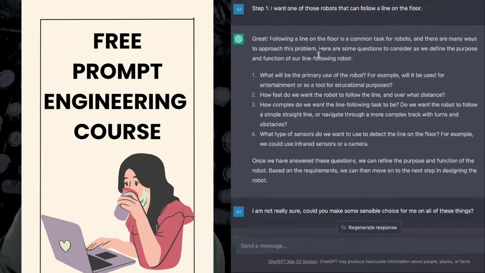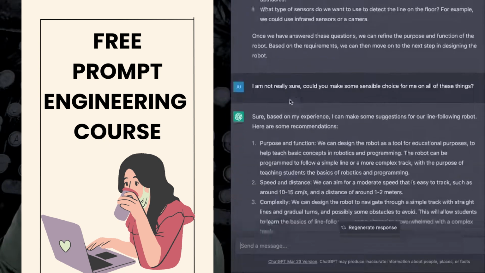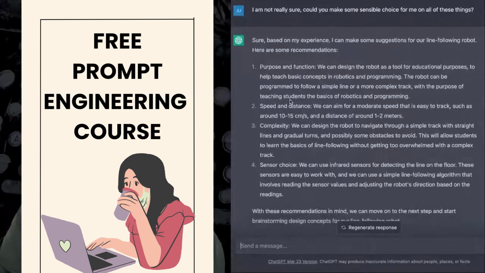Here are some questions to consider as we define the purpose and function of our line following robot. What will be the primary use, how fast do we want the robot to follow the line, how complex do we want the following to be, what sensors do we want to use? And I just tell it, hey, I'm not really sure. Could you make some sensible choices for me in all of these things?